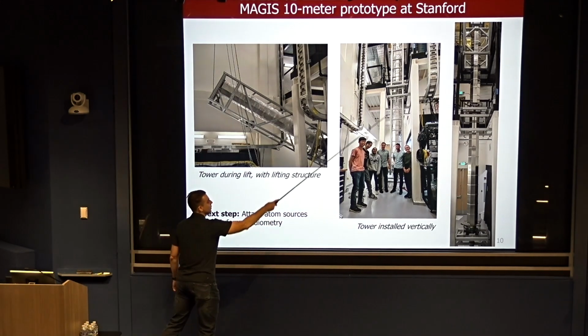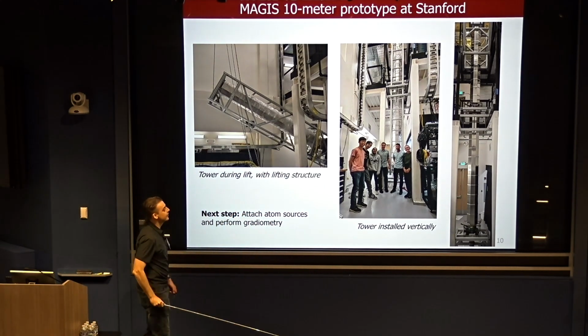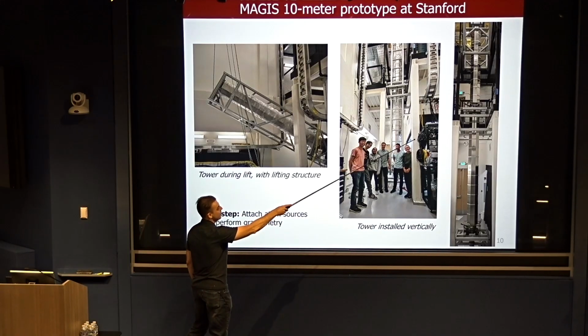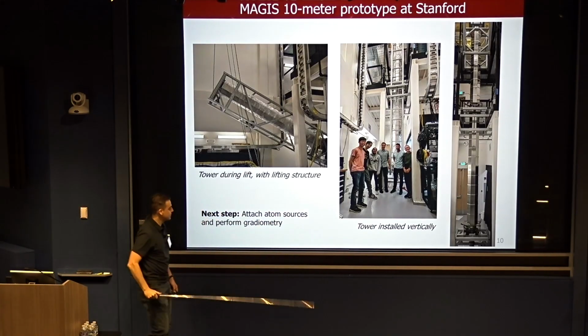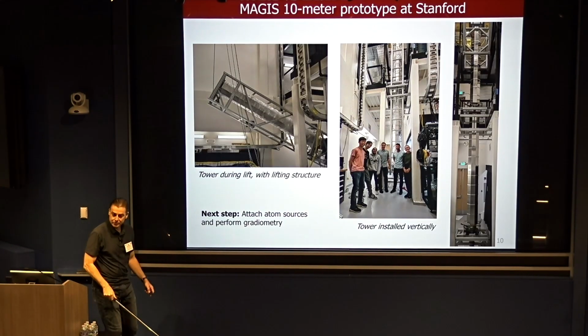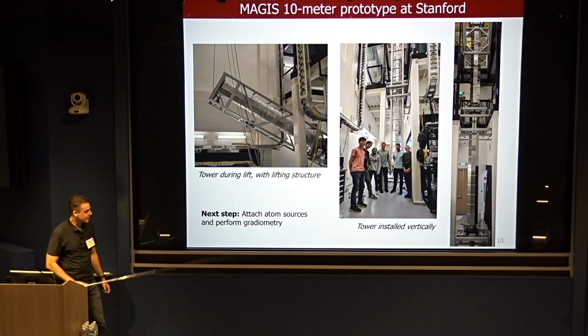And so you see the tower installed in the lab. And here it is with all the lifting cage removed. I've got a magnetic shield, and the atom sources will be in these two locations. That's the next step: attach these atom sources, and we can start to do gradiometry and eventually turn on these electrodes. So that's kind of the state of the experiment.